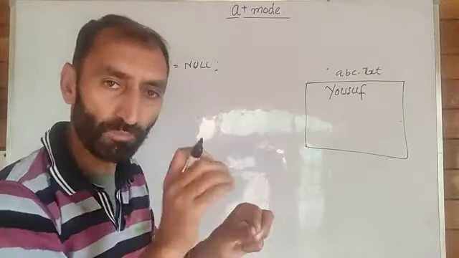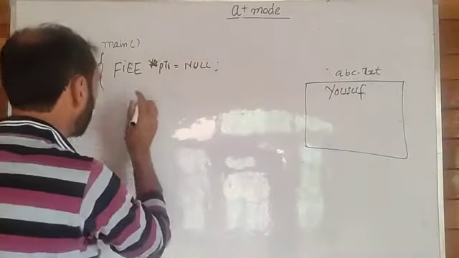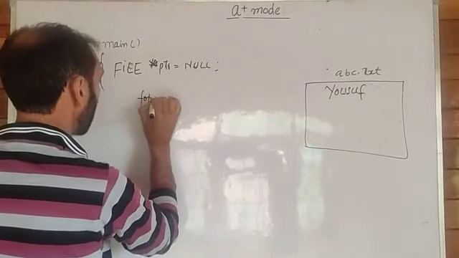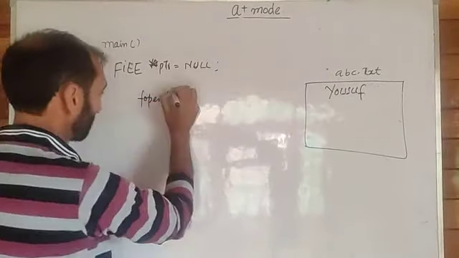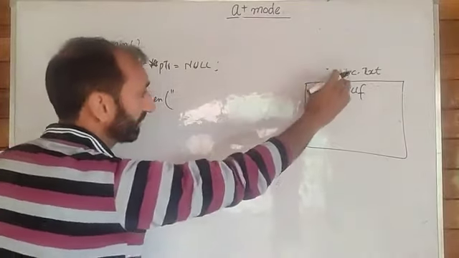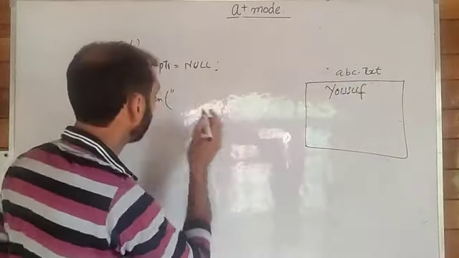We know that we can open this file by using the function fopen. fopen is a function which will take two arguments. First is the name of the file. In this case, the name of the file is abc.txt.